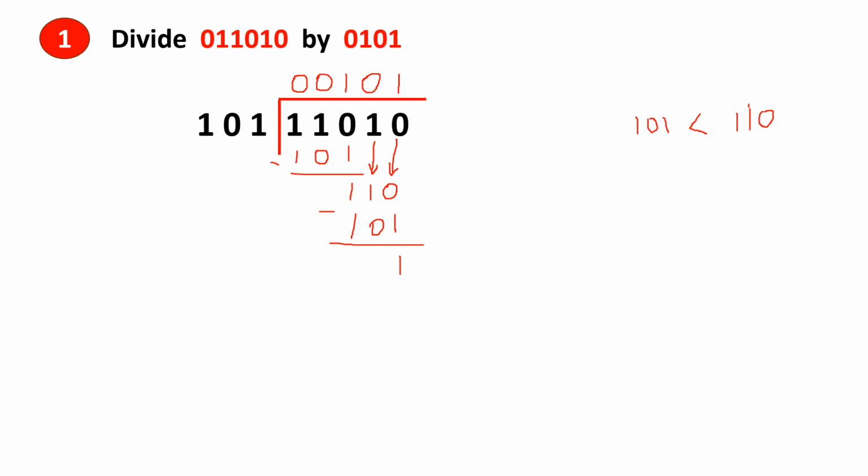So here, now this is the quotient and this is the remainder.